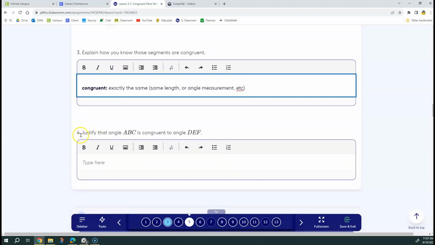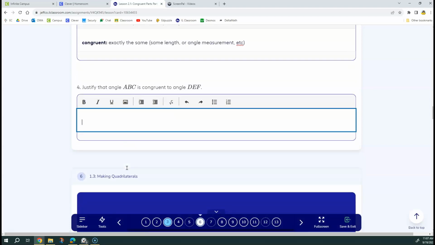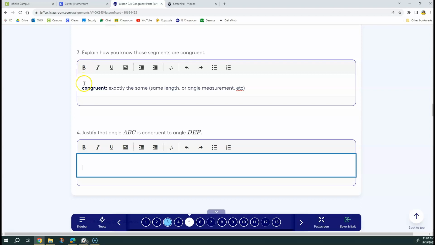And then number 4 goes along with that. Justify that angle ABC is congruent to angle DEF. How do you know that angle ABC is congruent to angle DEF? So think about what you know about reflections, rotations, translations. What happens to the shape that is reflecting, rotating, or translating? Think about that. How do you know that the angles are congruent? Think about that and make sure you're typing in those explanations in text boxes 3 and 4.